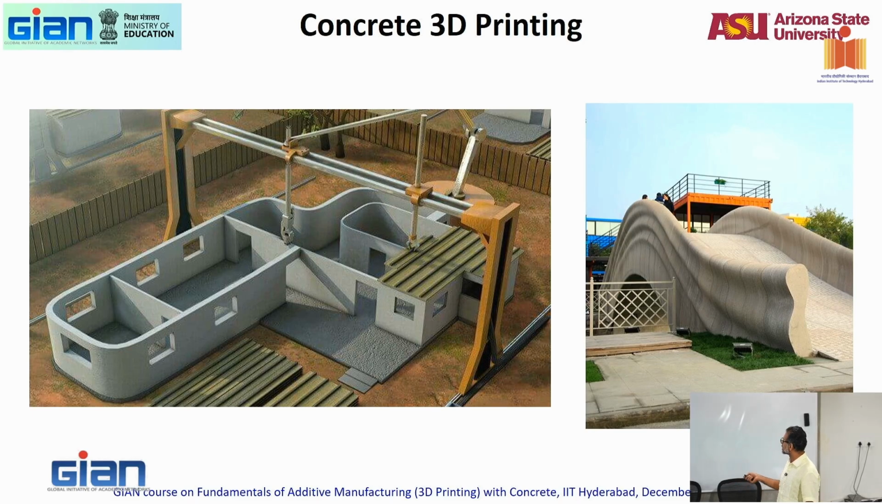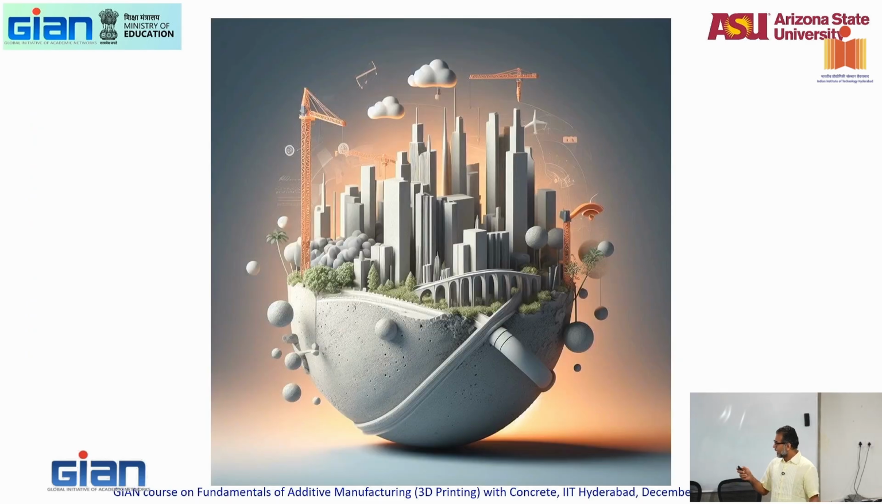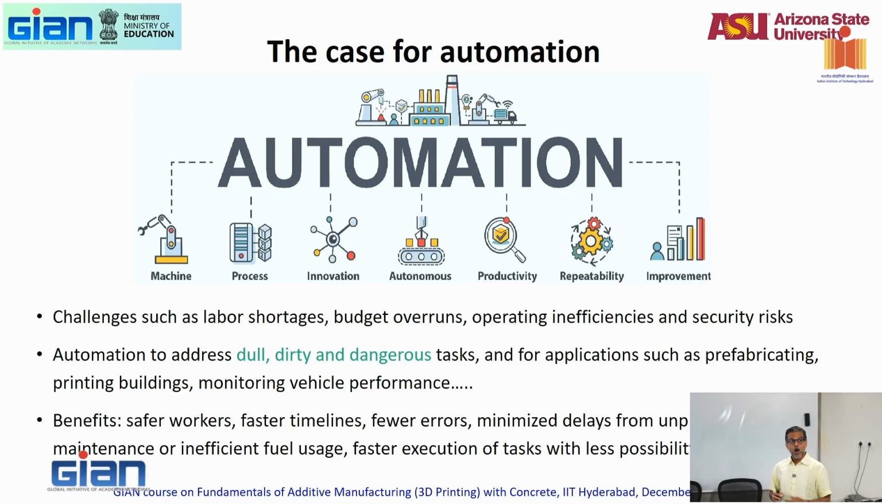This is one of the bridges that was built in Europe some time ago. Another picture of how you can actually shape a building in a unique way. AI is everywhere, so I thought AI can also generate some 3D printed buildings. So I asked AI to generate a 3D printed city in concrete. It actually created a concrete ball first and built the city on top of that. Maybe it thought Earth can also be made of concrete, right? AI's imagination can't be questioned.